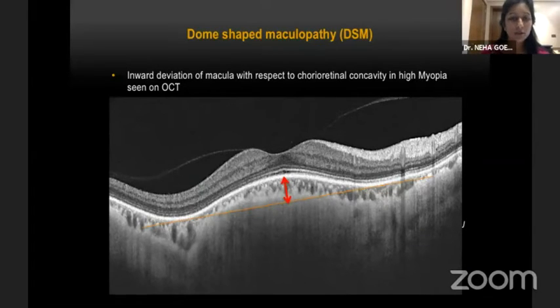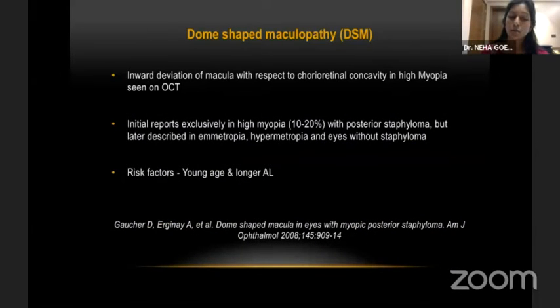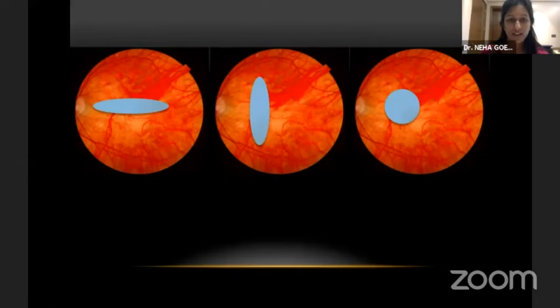So what is a dome-shaped macula? It's an inward deviation of the macula with respect to the chorioretinal concavity, usually seen in myopes, as in this case, though it can also be seen in emmetropes. Younger age and longer axial length are the risk factors.